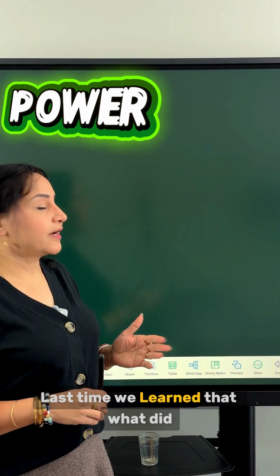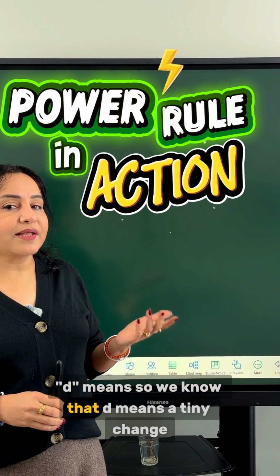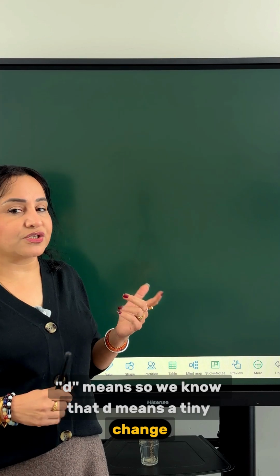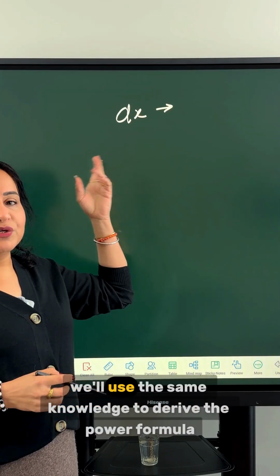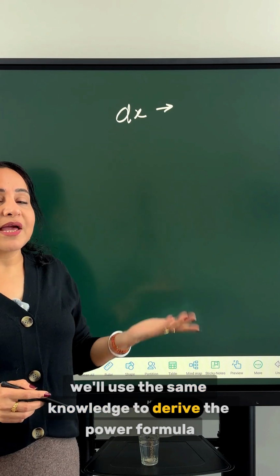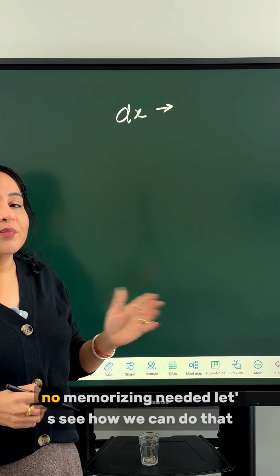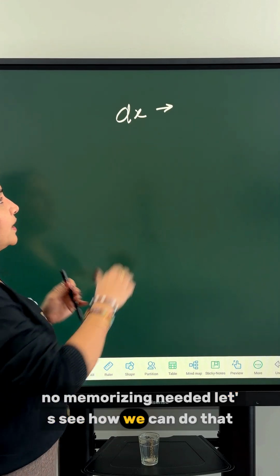Last time we learned what d means. So we know that d means a tiny change. So dx means a tiny change in x. We'll use the same knowledge to derive the power formula. No memorizing needed. Let's see how we can do that.